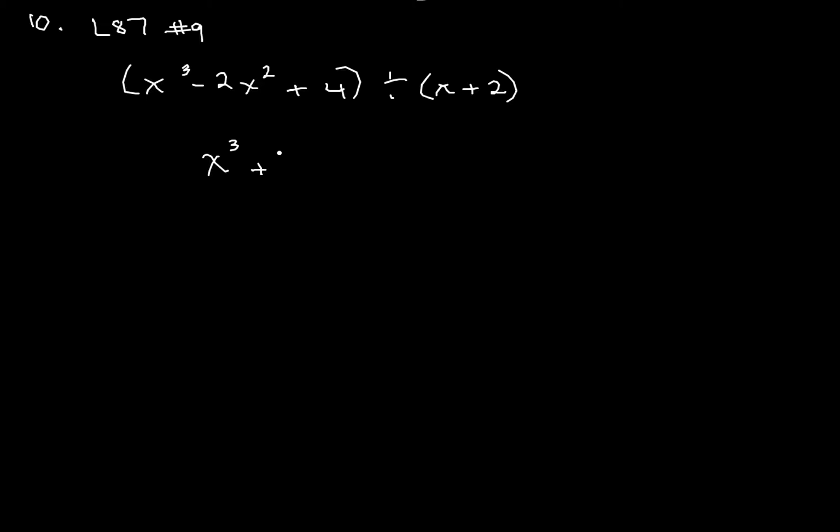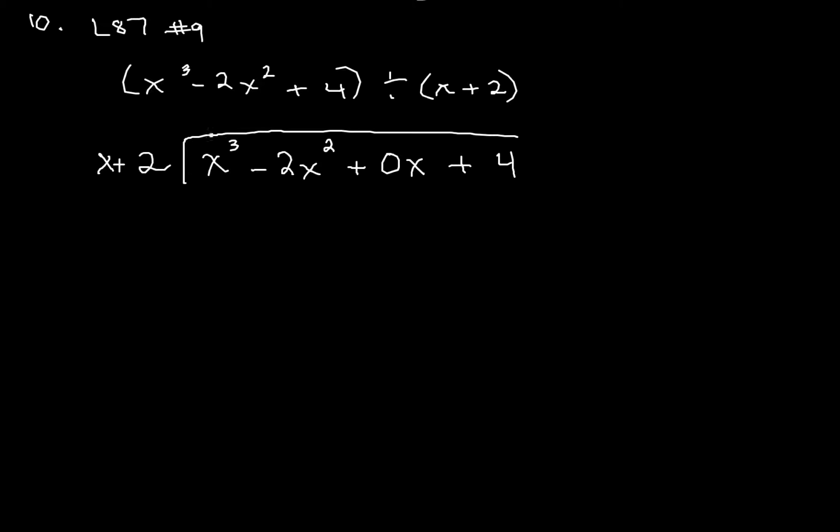Okay, so x cubed minus 2x squared plus 0x plus 4 divided by x plus 2. So if you don't understand anything I'm doing while you're watching, stop me. So here we go. We say x squared times x is x cubed. x squared times 2 is 2x squared. We're going to change our signs and add.